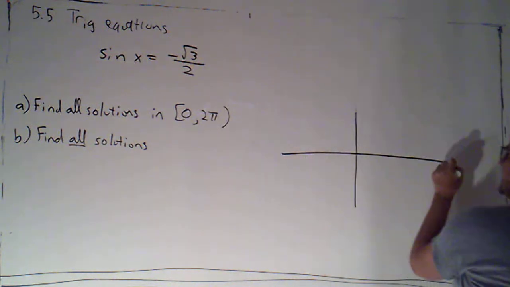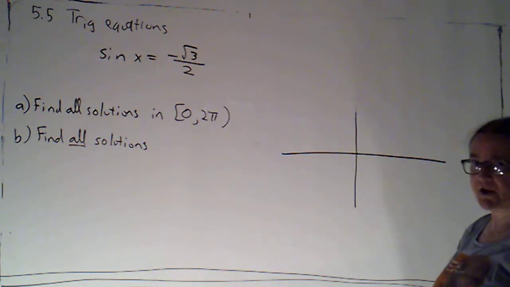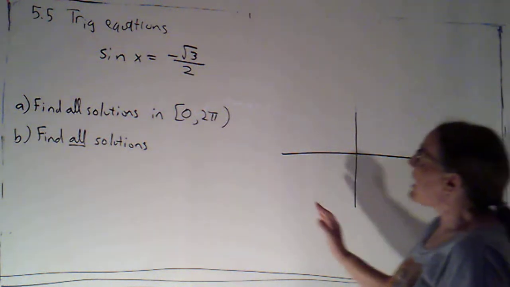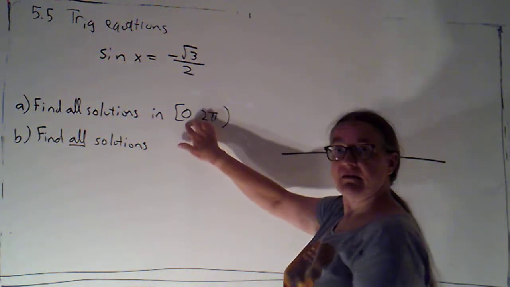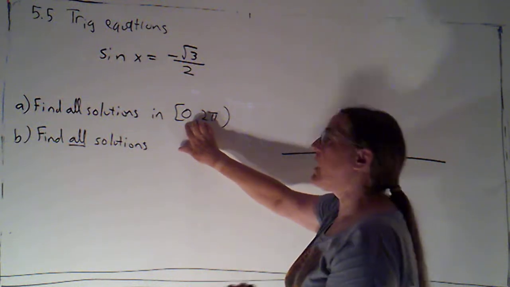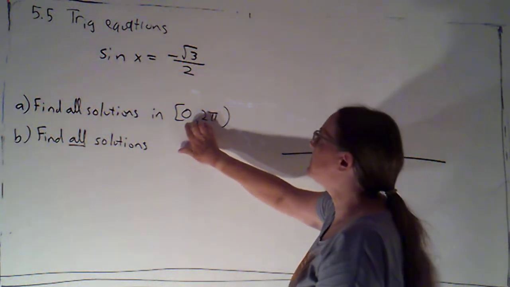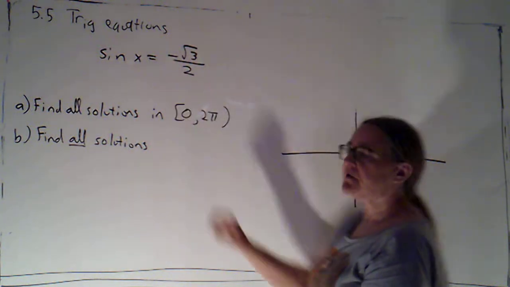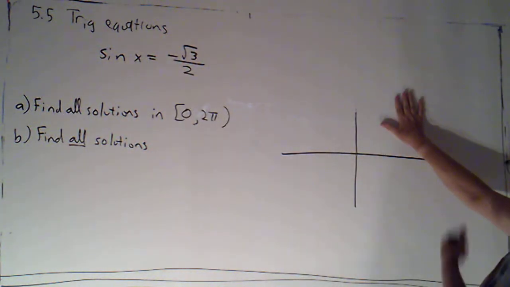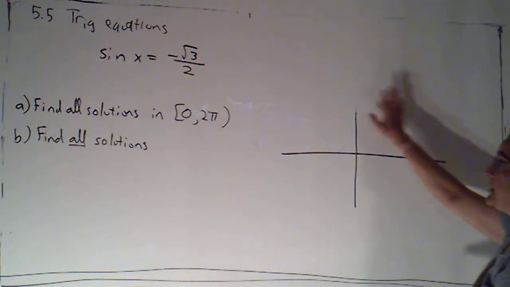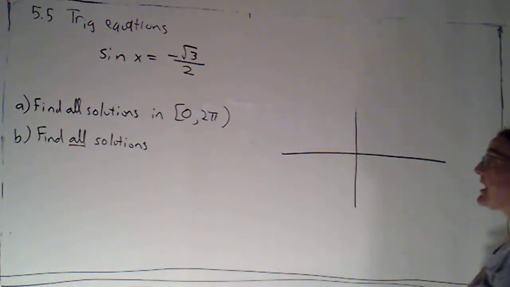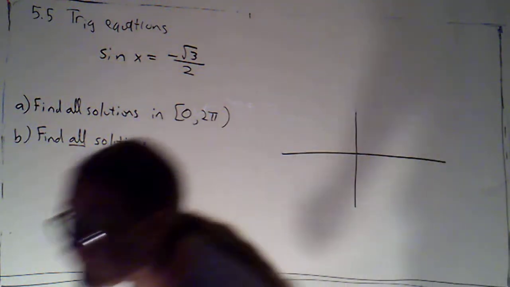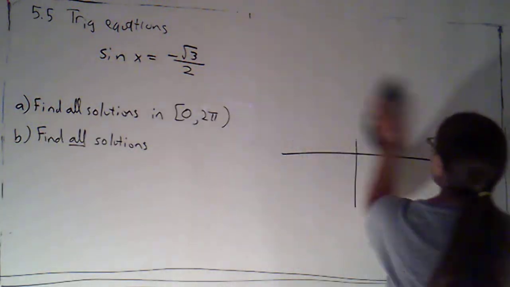So the first thing I like to do is think in terms of quadrants. Okay. Most of the time, I'm going to have 2 solutions in 1 period of sine, 1 rotation around the unit circle, because there are 2 quadrants in which sine is negative. So, will I have a solution in quadrant 1? No, because sine is positive there. 2? No, because sine is positive there. But I will have a solution in quadrant 3, and I'll also have a solution in quadrant 4.